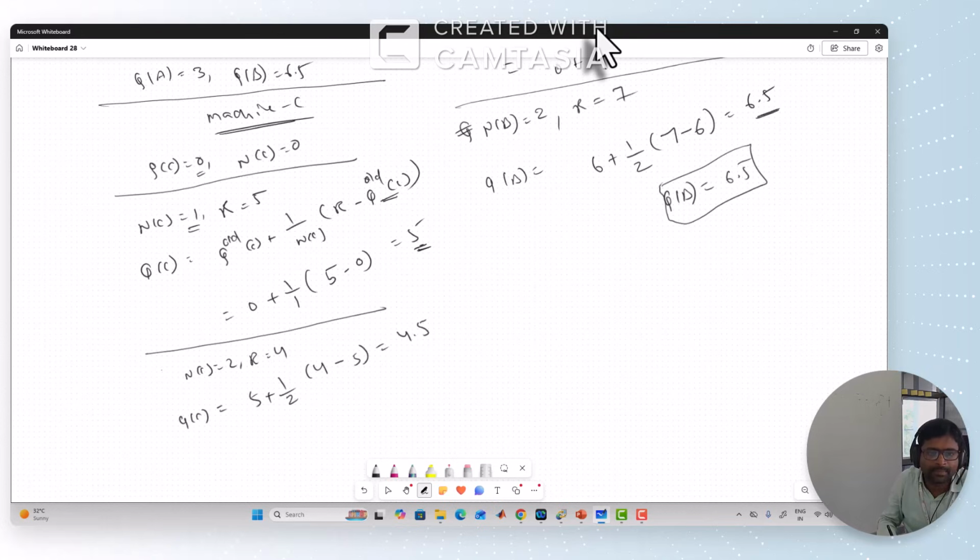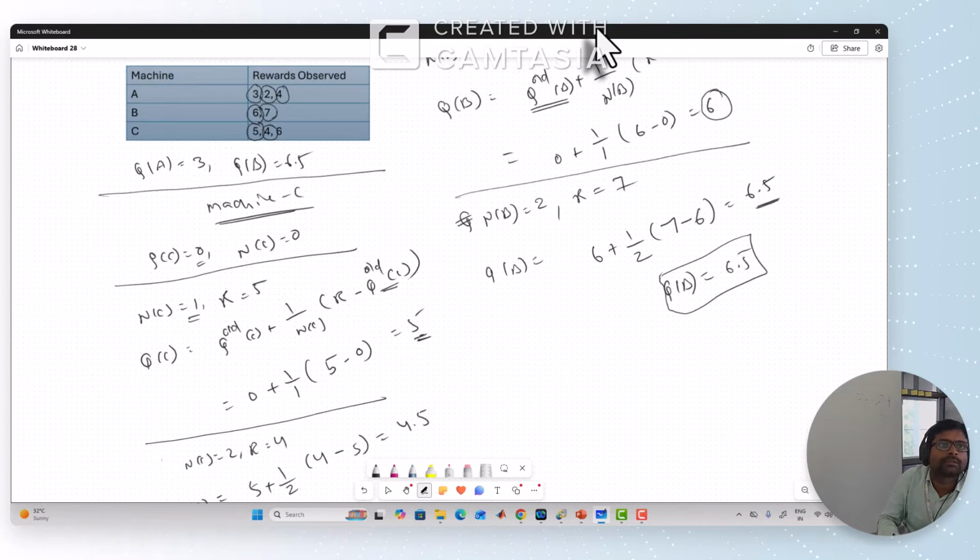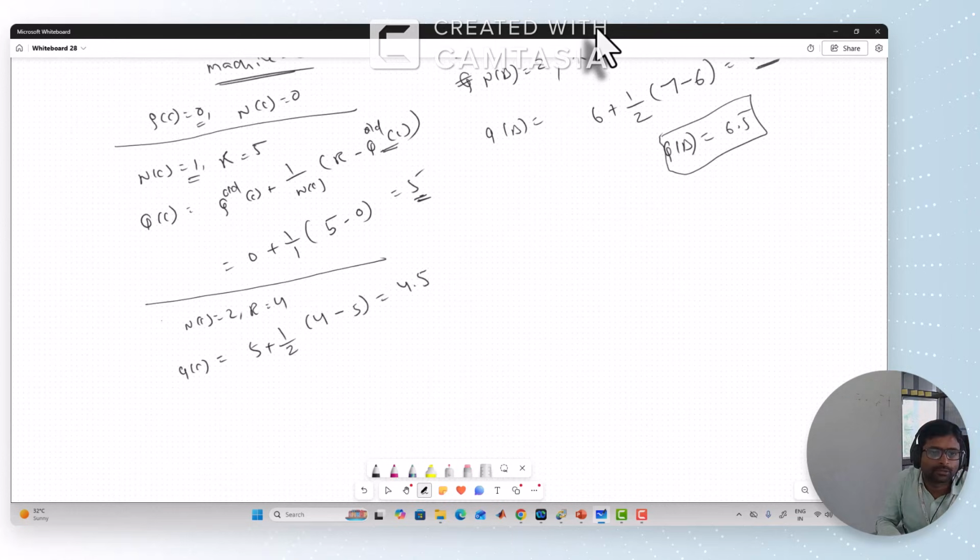Okay. Similarly, next go to the third play, because this machine C participated in 3 plays. In the third play, you have the reward of 6. So for the third play, reward is 6. That means n of c equal to 3, third play, reward equal to 6.